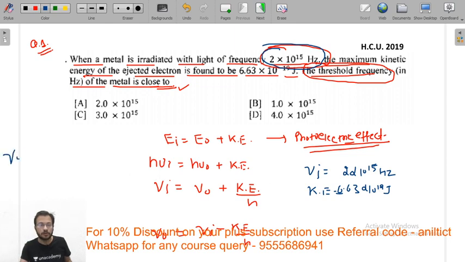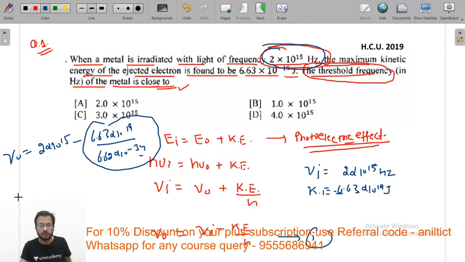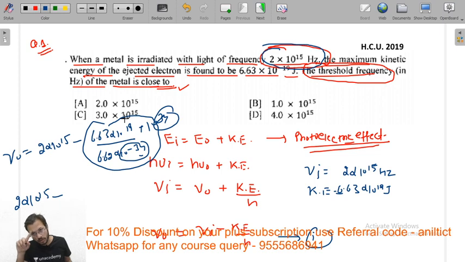So whenever you put in this formula, nu naught is equal to 2 into 10 to the power 15 minus your kinetic energy 6.63 into 10 to the power minus 19 divided by h. What is the value of h? The value of h is 6.62 into 10 to the power minus 34. And whenever you solve this, this will become 2 into 10 to the power 15 minus 10 to the power minus 19 divided by 10 to the power minus 34.